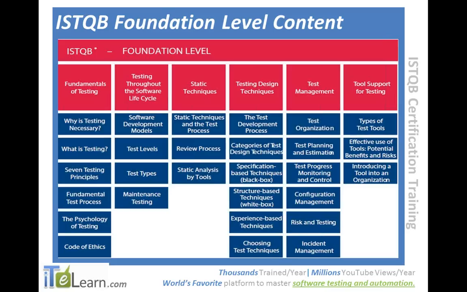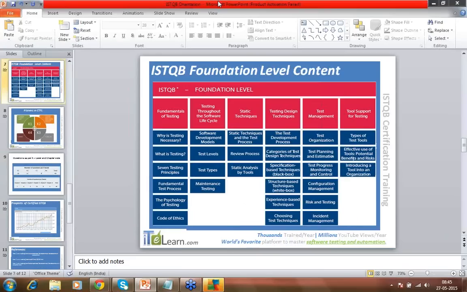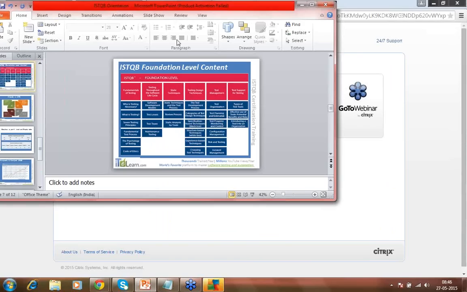istqb.org website. Okay, the 6 chapters are: fundamentals of testing is the first chapter. Second one is testing throughout the software life cycle. Third one is static and dynamic techniques, majorly static techniques. The testing design techniques. Then we have test management, and then we have tools supporting testing. Okay, so these are the topics that we have.